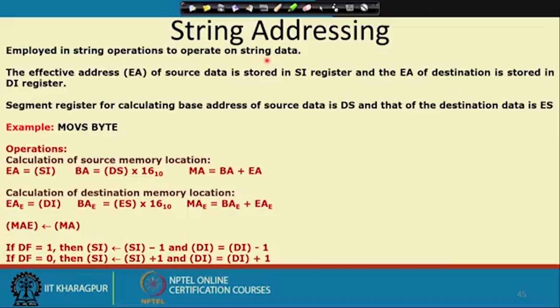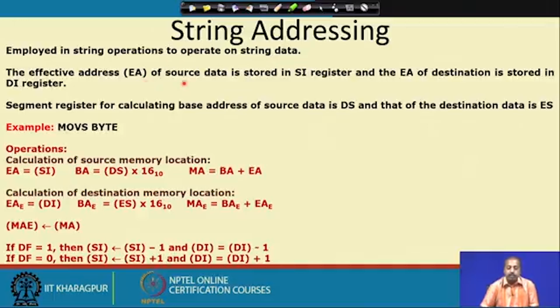And if the underlying processor supports this string manipulation directly, then in the software you do not need to write much complex programs for supporting strings. So, overall the string operations will be made faster. This was the objective with which string addressing was introduced. So, this is employed in string operations to operate on string data.